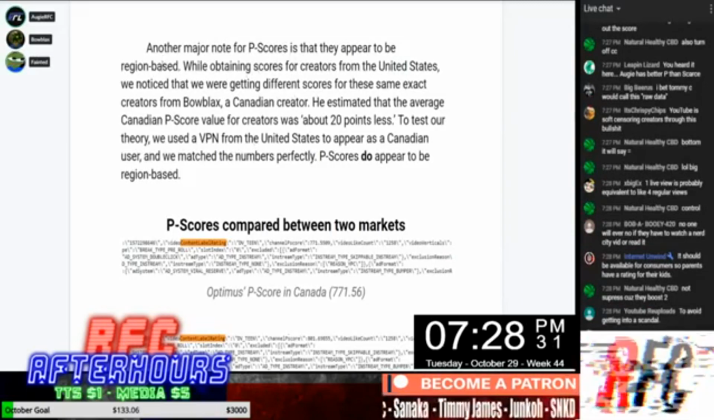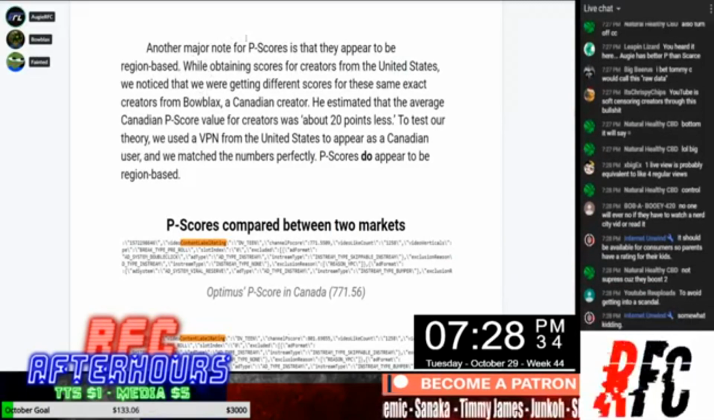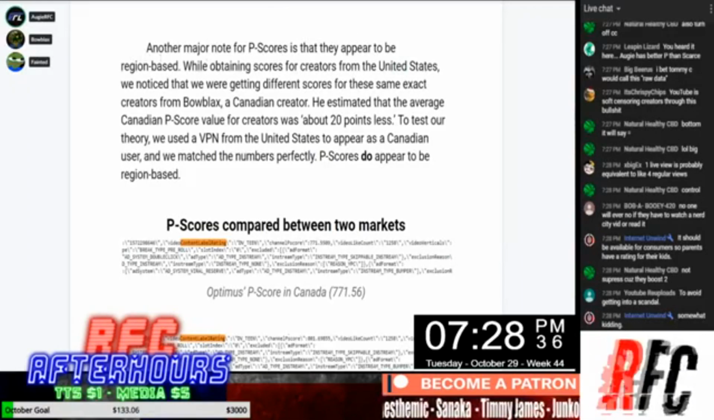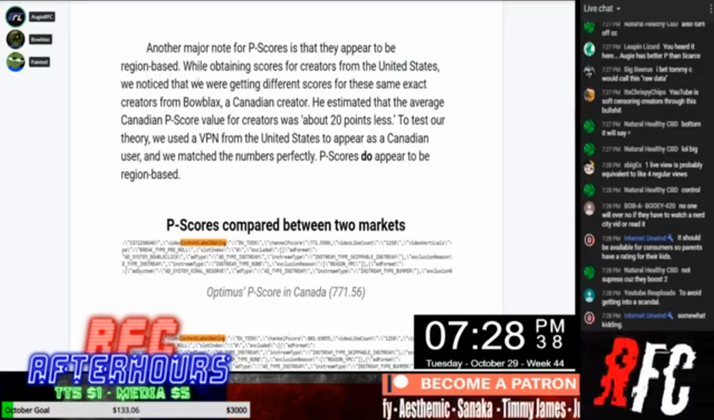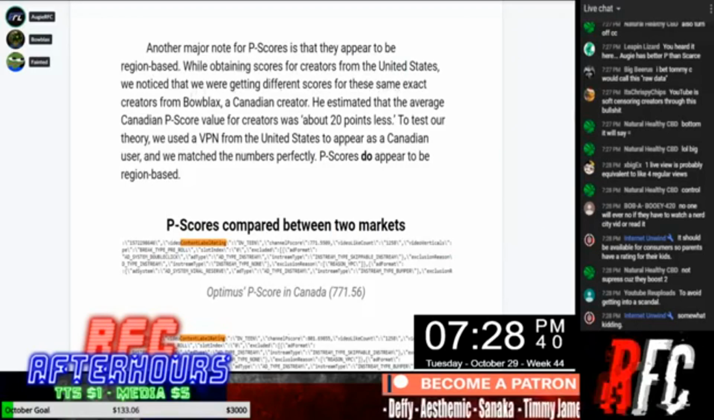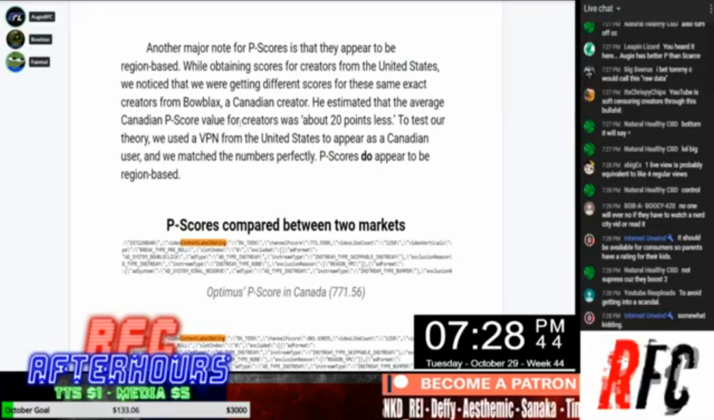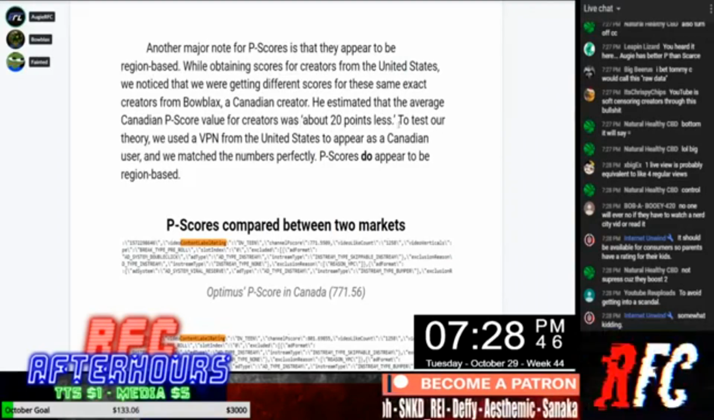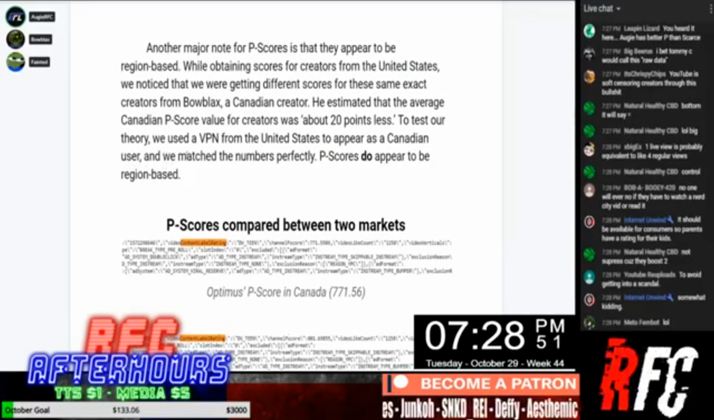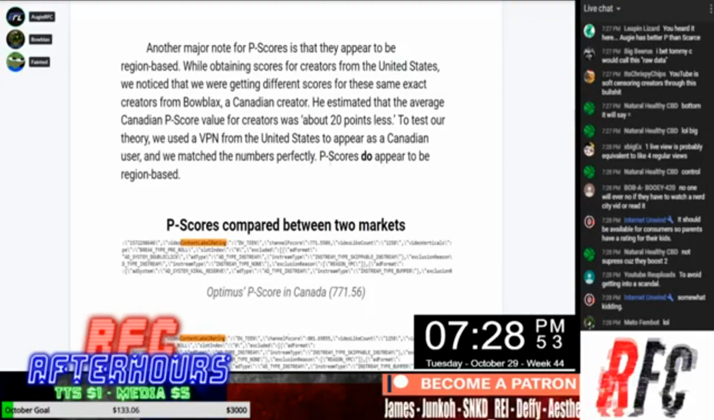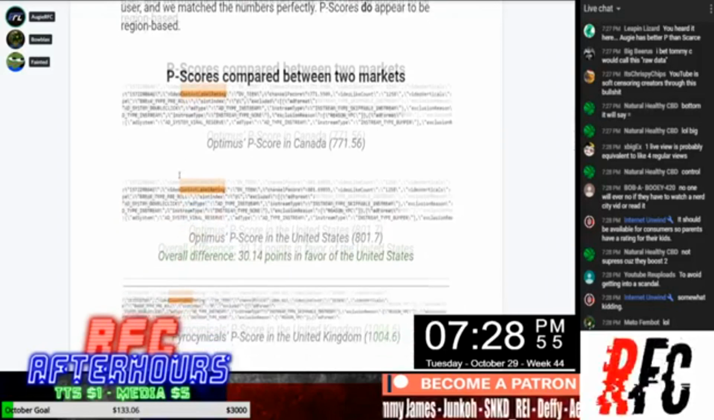Oh shit, Bowblax name drop. I wonder who wrote this. Another major note for the P-scores is that they appear to be region-based. While obtaining scores for creators in the United States, we noticed that we were getting different scores for these same exact channels. From Bowblax, a Canadian creator, he estimated that the average Canadian P-score value for a creator was about 20 points less. To test our theory, we used a VPN for the United States to appear as a Canadian user, and we matched the numbers perfectly. P-scores do appear to be region-based.